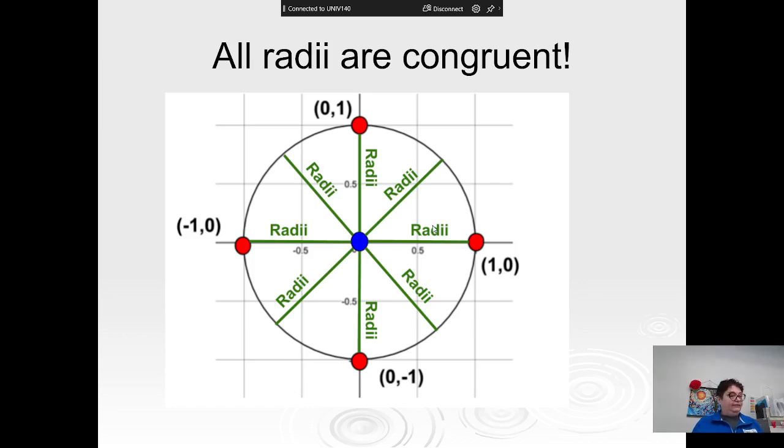All radii in a circle are congruent. So if I say that this is 1 unit here, guess what? All of these are going to be the same 1 unit because all radii of a circle are congruent.